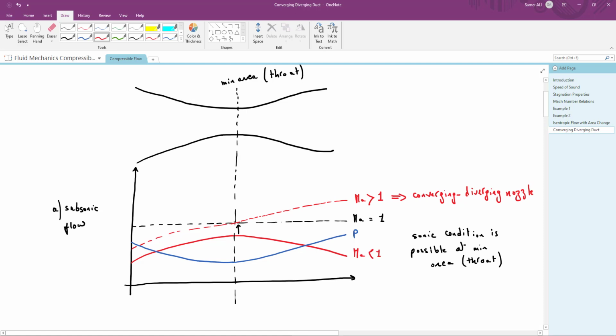only possible because the flow has reached the sonic condition at the minimum area location. So to go from subsonic up all the way to the supersonic, at some point the flow needs to reach the sonic condition. So a converging diverging nozzle, we have acceleration from subsonic to supersonic speed.